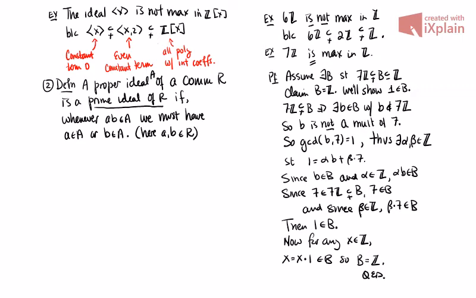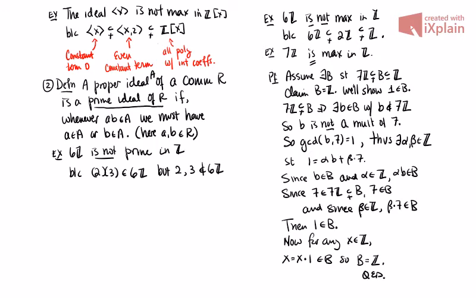So let me just dive in and look at a couple of examples. I'm going to actually look at the same 3 examples, just because it points out similarities and differences, right? So 6Z is not prime in Z. And this is because, for example, 2 times 3 is in 6Z, but 2 and 3 themselves are not in 6Z.